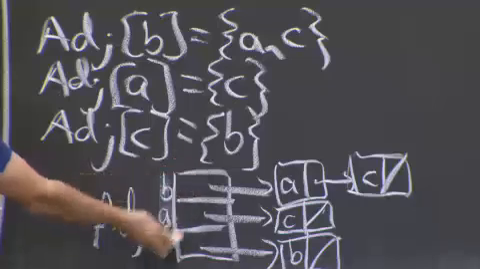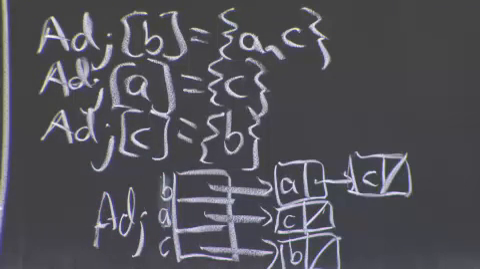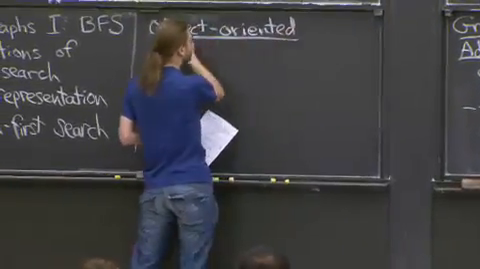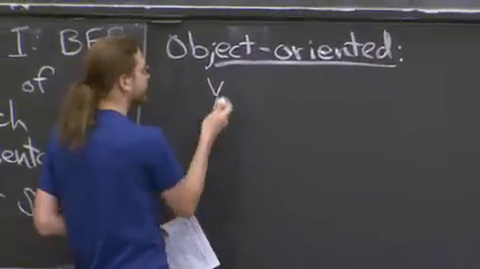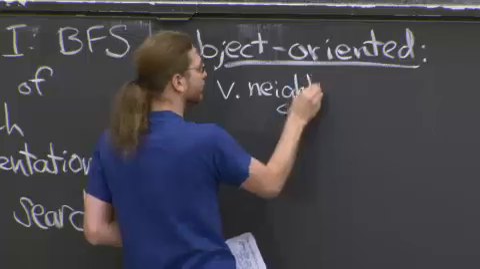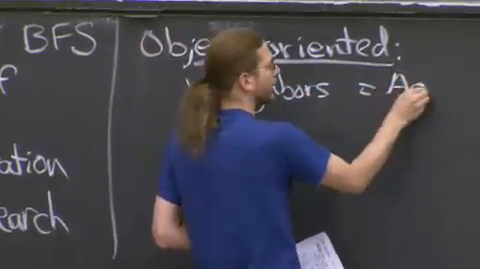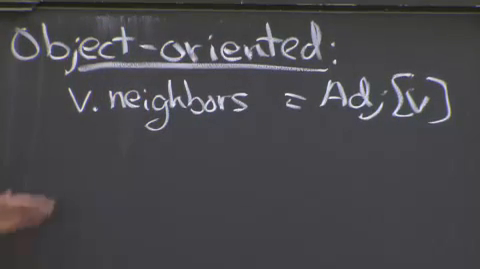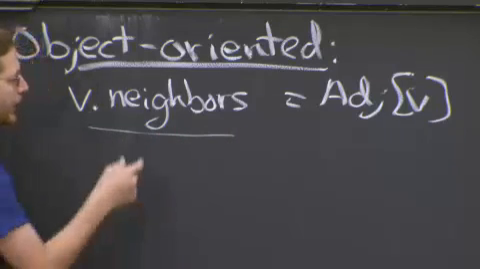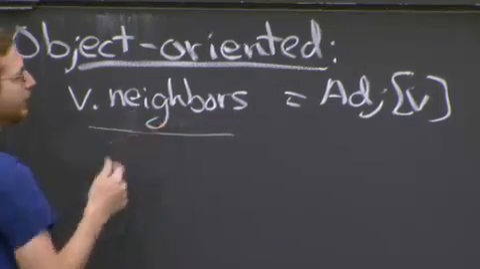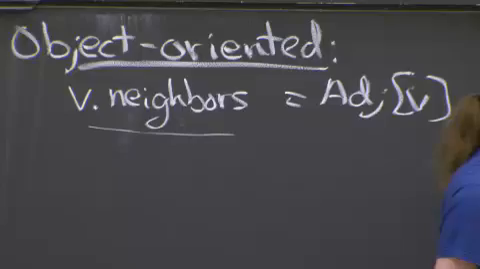This might be a hash table instead of an array if you have weirder vertices. You can also do it in a more object-oriented fashion. For every vertex v, you can make the vertices objects, and v dot neighbors could store what we're defining over there to be ADJ of v. This would be the more object-oriented way to do it. I've thought a lot about this, and usually when I implement graphs, this is what I do.